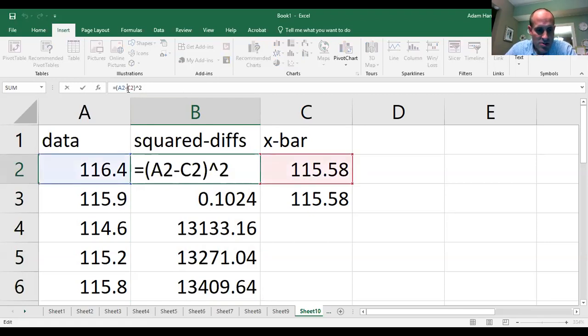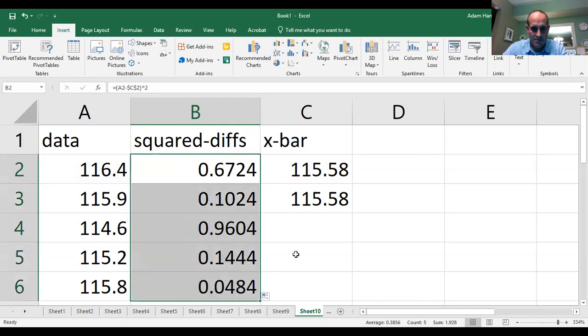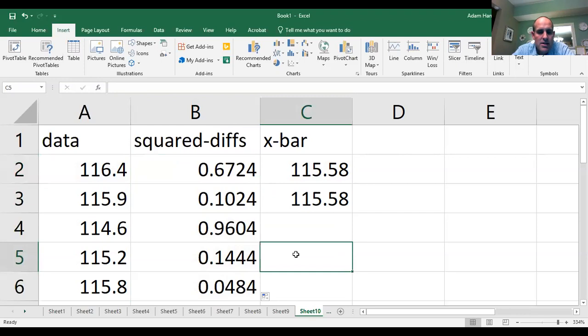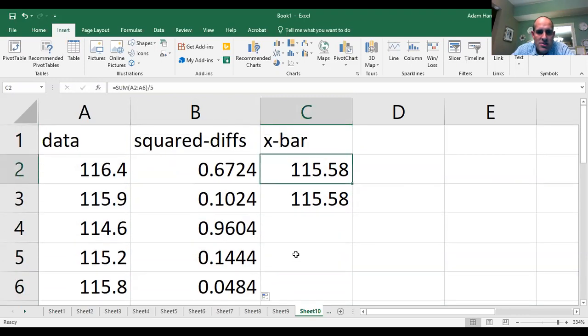The way you can tell it to do that is to put a $ sign in front of the row and column numbers that you don't want to get shifted automatically when you drag the formula. So I put $ signs on C2 because C2 is the sample mean, and I don't want that to advance. I hit enter and I get that, and watch, now this will change if I drag this formula down. I get that. And so that's the squared differences.